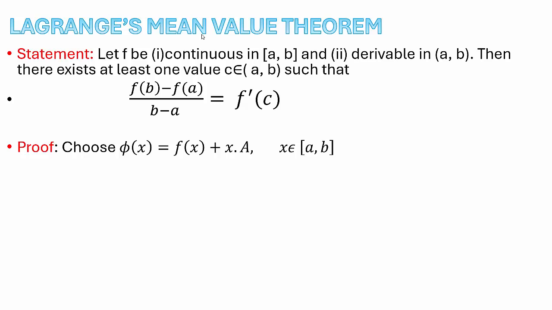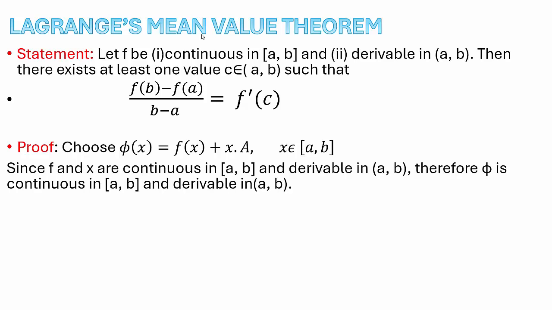For that, we shall write phi of x equal to f of x plus x into a, for any x belonging to closed interval [a, b]. We shall define the function like this: phi of x equal to f of x plus x into a.